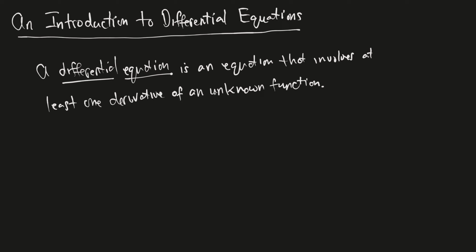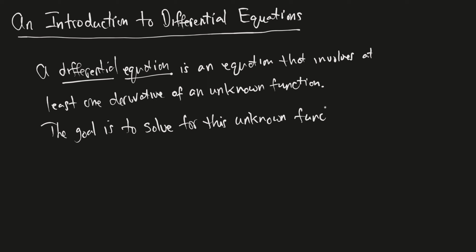And what is the goal? What are we looking for in these equations? So the goal is to solve for this unknown function. Right? It's to solve for this unknown function. So let's really think about what this means.